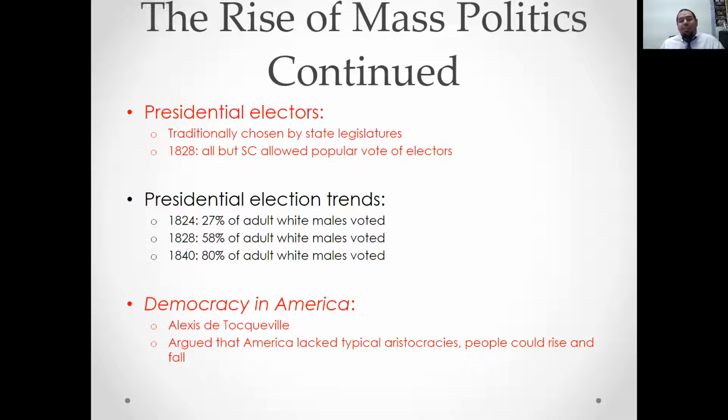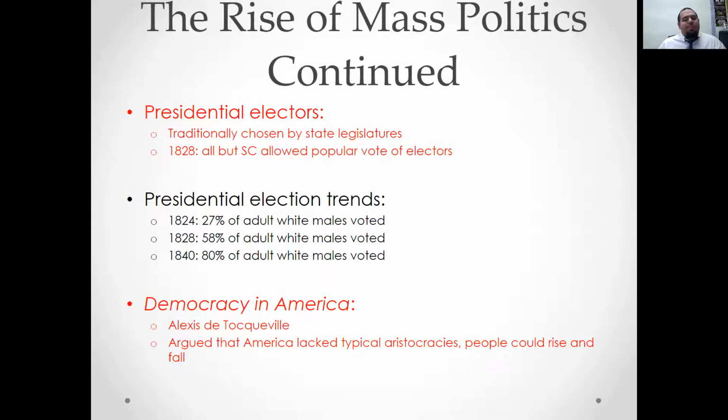So presidential election trends. In 1824, 27% of adult white males voted. In 1828, it boomed up to 58% of adult white males, and in 1840, 80%. So a lot of increase of people voting, yes, mainly just whites though.